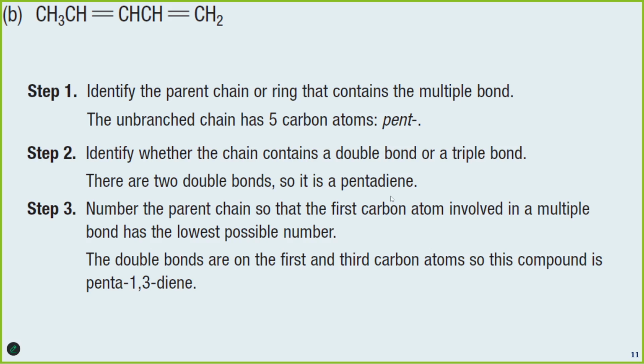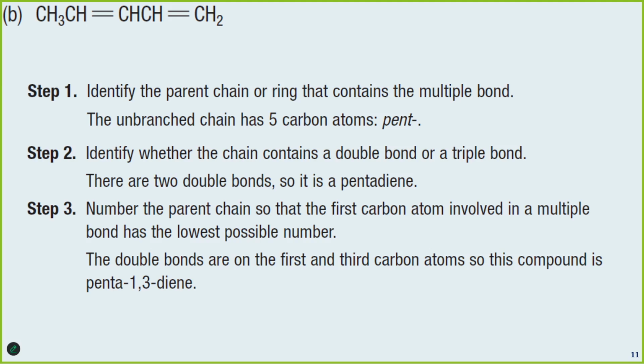So here we have 5 carbon atoms, so we should use the prefix penta or pent. Step 2 is to identify whether the chain contains a double bond or triple bond. So there are 2 double bonds, right? So it's pentadiene, because diene starts with a D. D is a consonant, so we should use the prefix penta instead of pent.